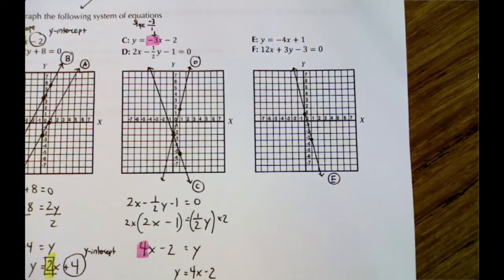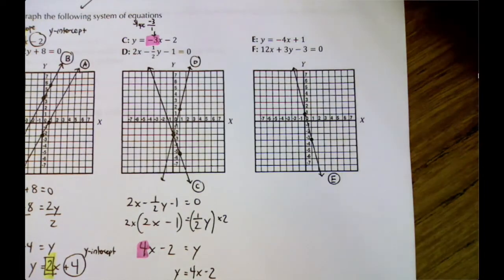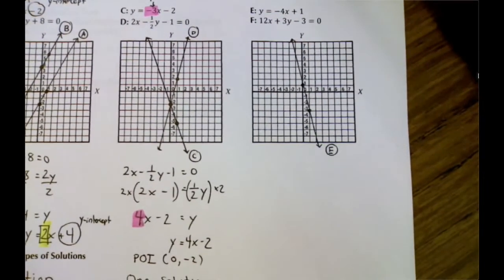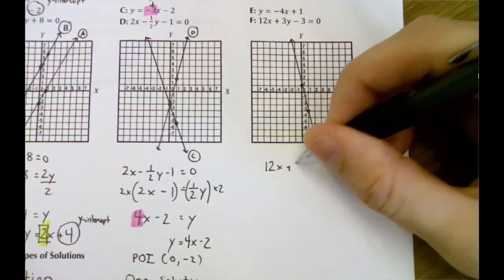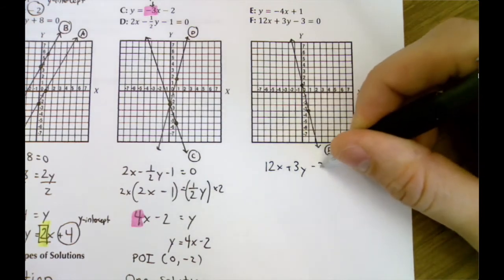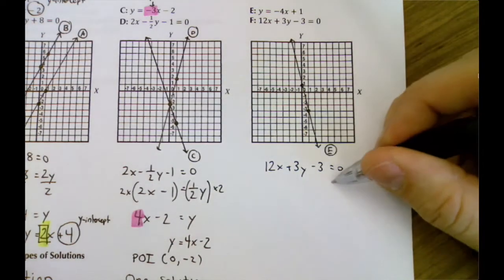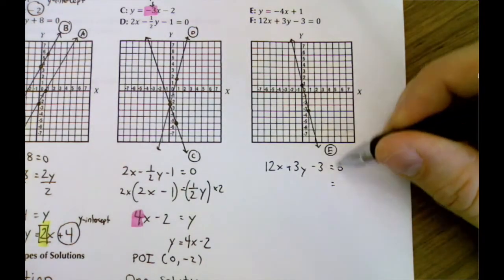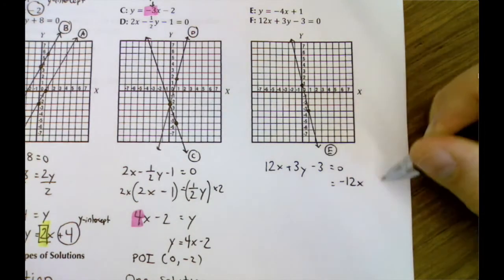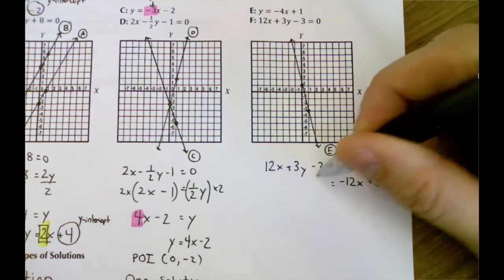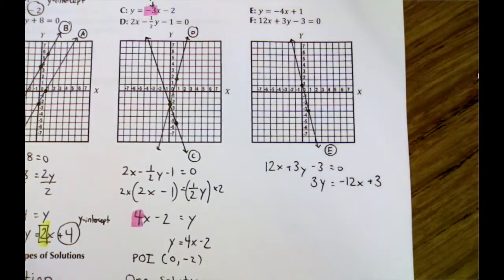And our second equation says 12x plus 3y minus 3 equals 0. That's not y equals mx plus b form, so I'm going to rearrange it. This time our y is positive, so I'm going to keep it where it is and move the other terms over. 12x to the other side would become negative 12x. Negative 3 to the other side would become plus 3. And we've still got plus 3y.